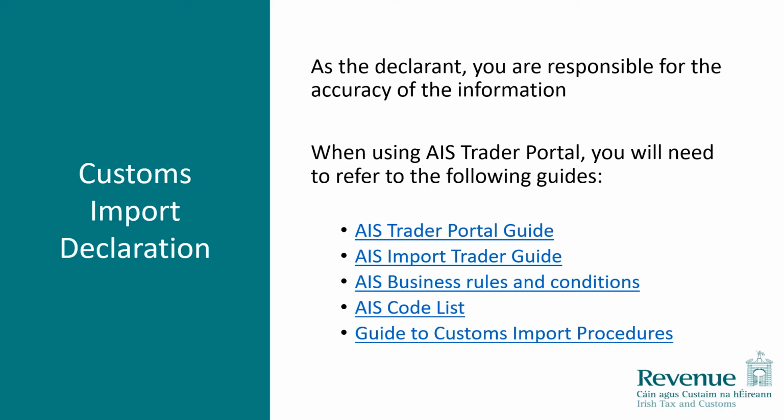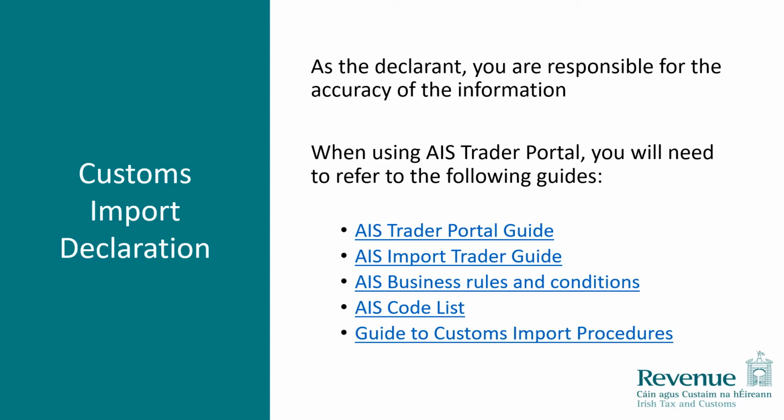If you decide to lodge an import declaration using the AIS Trader Portal, you will need to refer to the following documents. The AIS Trader Portal Guide provides details on how to use the portal. The AIS Trader Guide provides information on the content and structure of the import declaration. It also explains the data elements and will tell you which data elements must be completed.